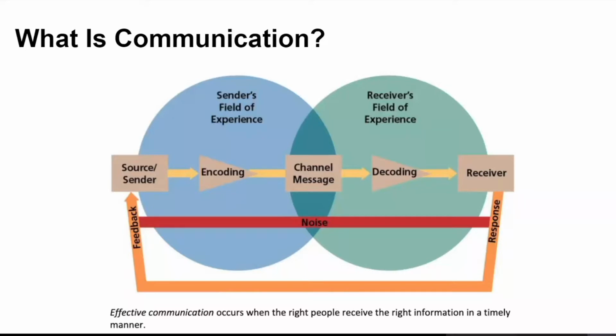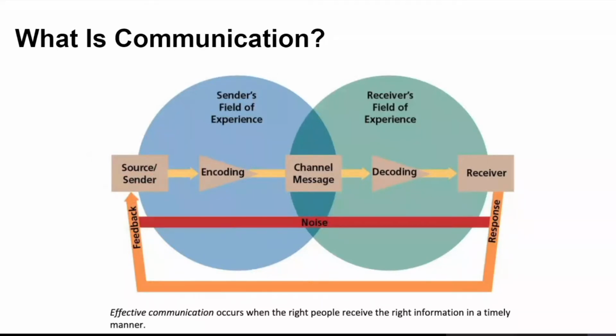On the far left here, we have the sender. So this is the typical, simplified version of how information is relayed. The sender sends information, and in order to send that information, it's encoded.